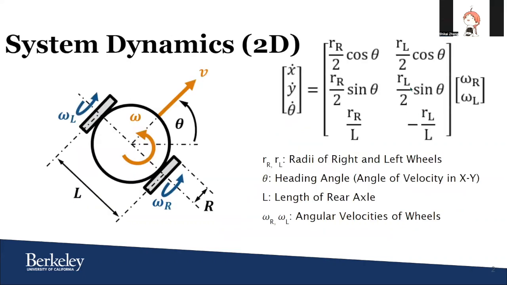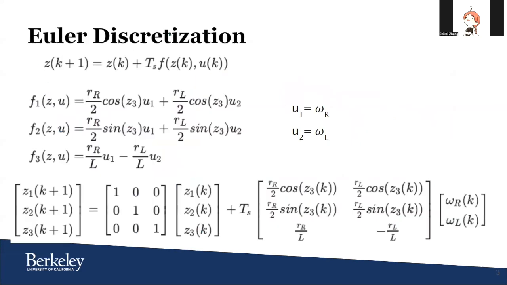Okay, here's the system dynamics equation, which is based on the kinematics of the robot. It involves the position and orientation of the robot, as well as the angular velocity of both wheels. Here's the Euler discretization equation with the sampling time of Ts. Z is the states of the robot, and U is the inputs of the robot. The equation below is the state space realization of the model.